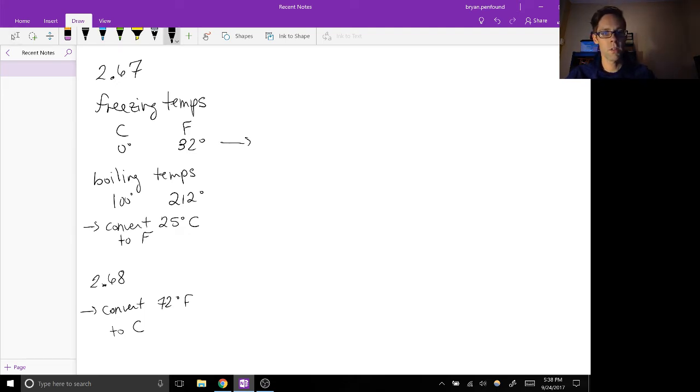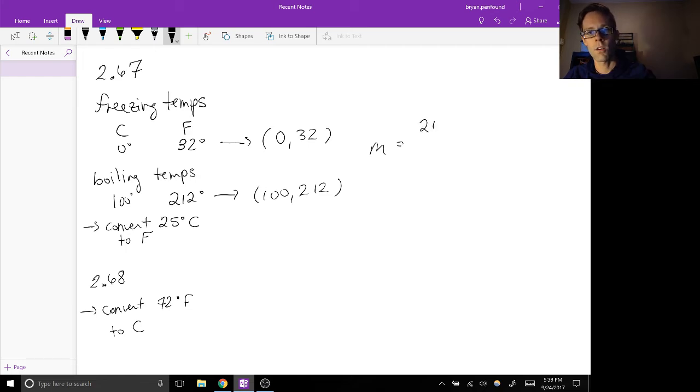So what I might start by doing here is converting both of these into ordered pairs. So if I do (0, 32) and (100, 212), now I have two possible ordered pairs that are on this conversion line between Celsius and Fahrenheit. And we can use these two ordered pairs to figure out the slope of our line as y2 minus y1 divided by x2 minus x1.